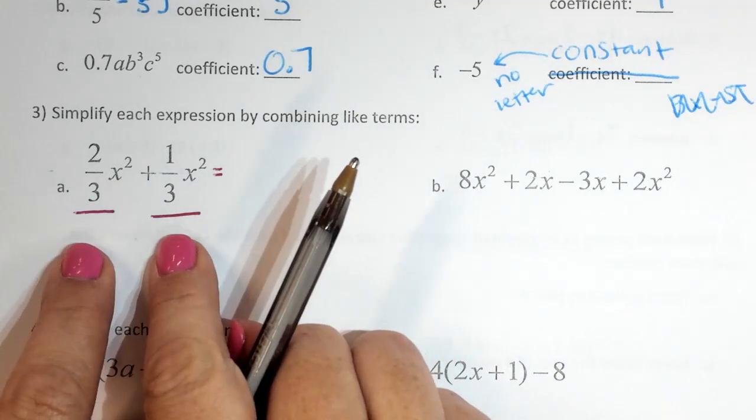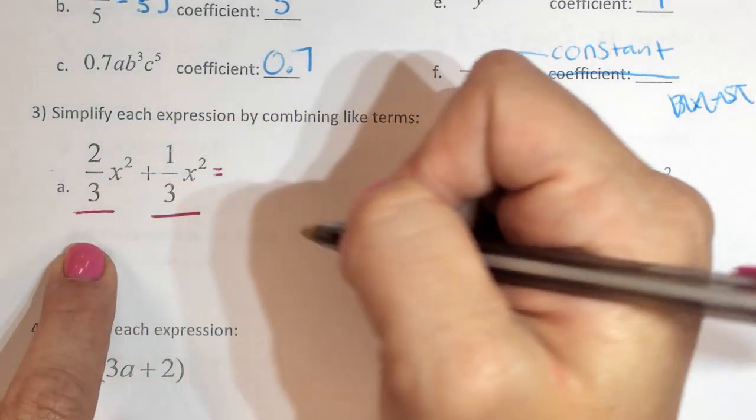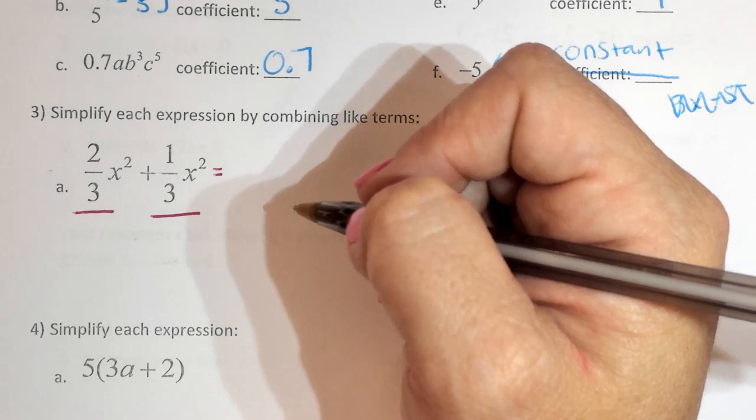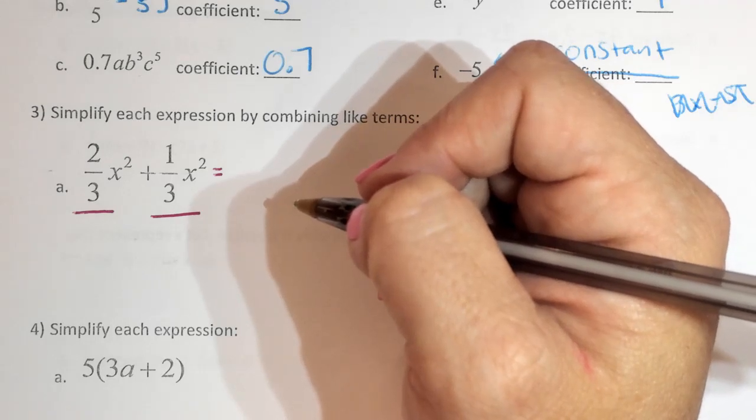So when I add them, okay, what's the rule when adding fractions? Add the top, multiply the top, add the bottom. No. What has to be the same before we can even combine? The denominator.